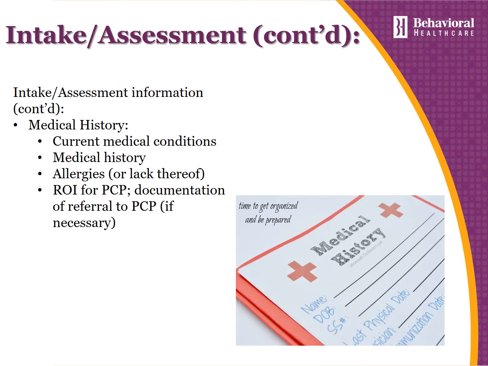You also want to gather a release of information for primary care physician. If they don't have a primary care physician, you want to look at referring them to a PCP and acknowledging that on the release of information. The last thing is, if you notice any other issues such as dental, vision, developmental disabilities, you would want to request for EPSDT, which we will talk about on the succeeding slides.